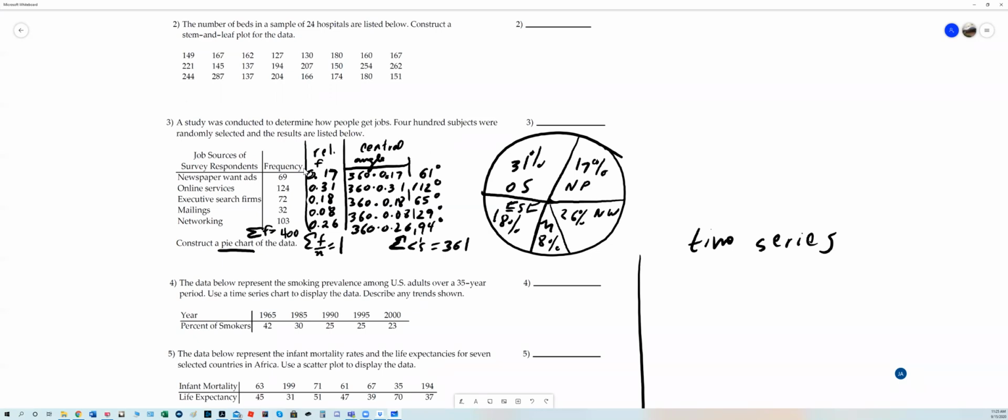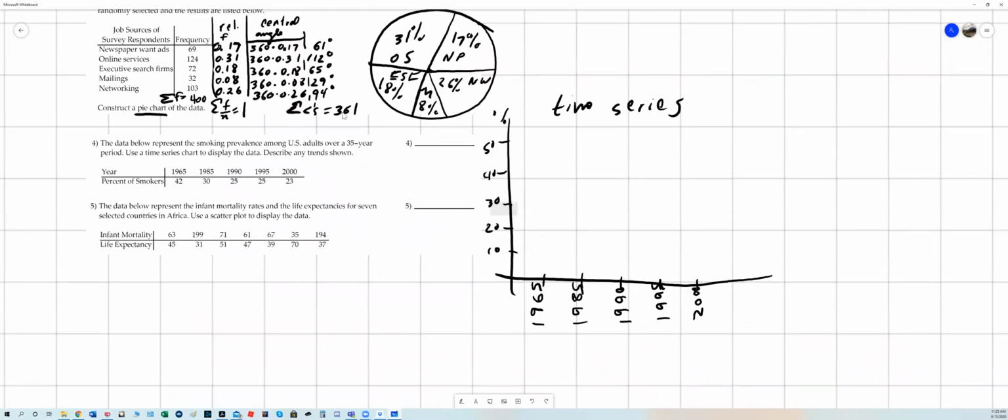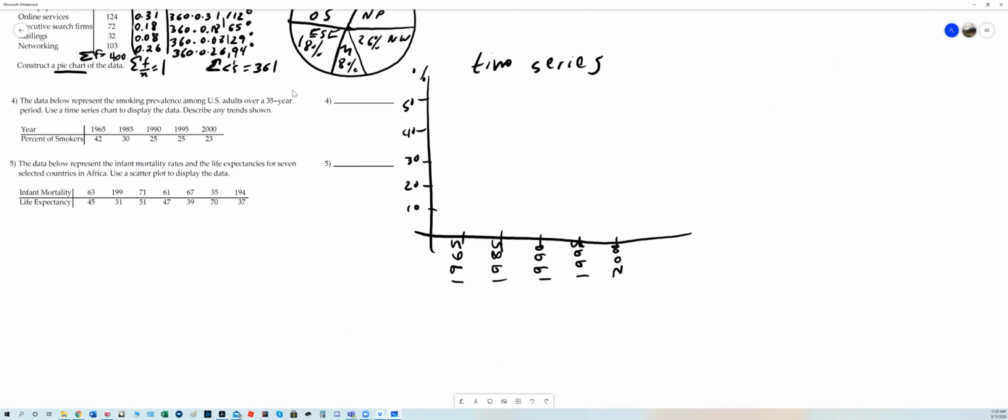And then the percent of smokers is up to 42. So I'll go ahead and go, I'm going to be a little bit lazy, 20%, 30%, 40%, 50%. Okay, so what am I supposed to do now? Is this a bar graph? Let me scroll this down because I know you can't see it. Is this a bar graph? No. Since it's a time series, it's going to be a line graph, right?